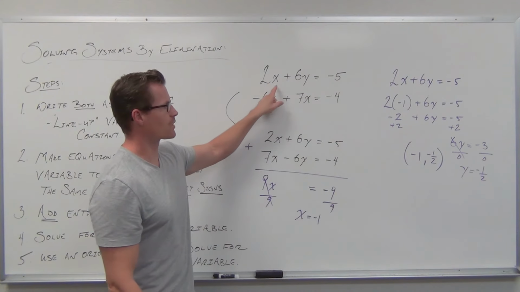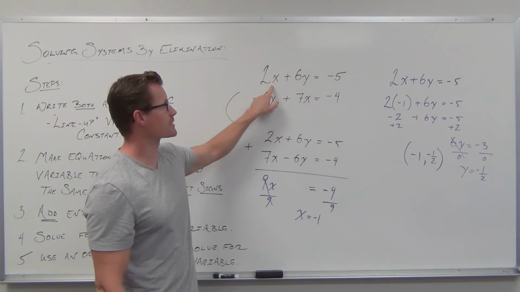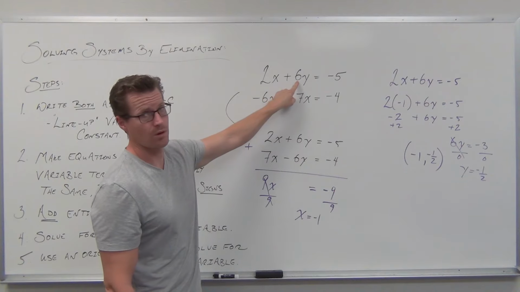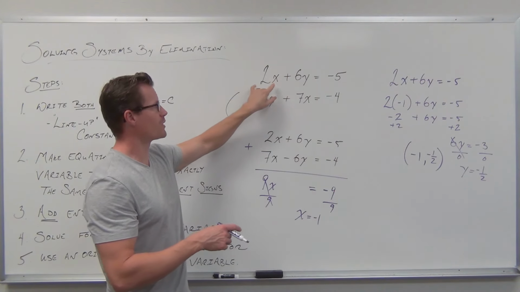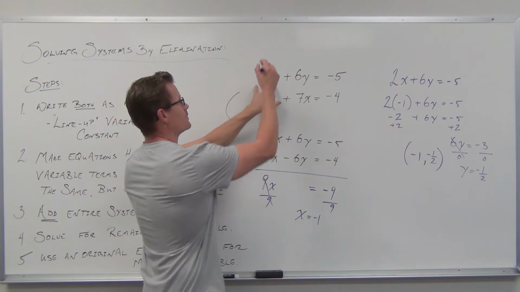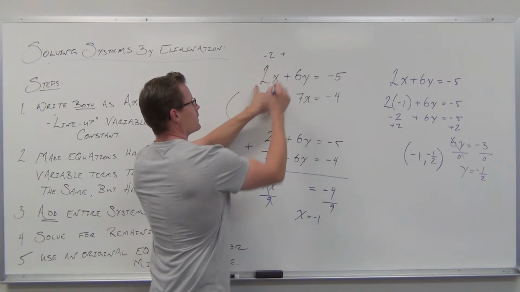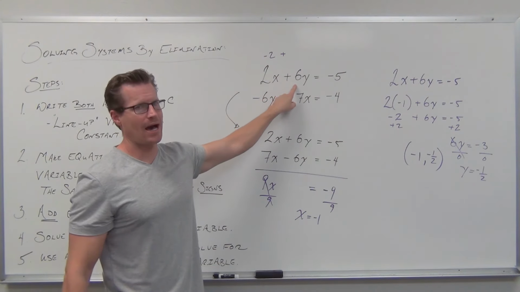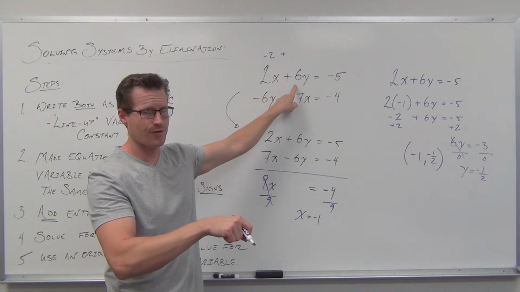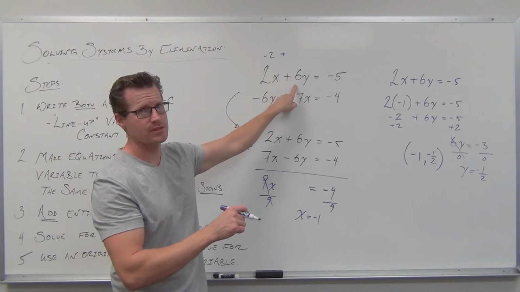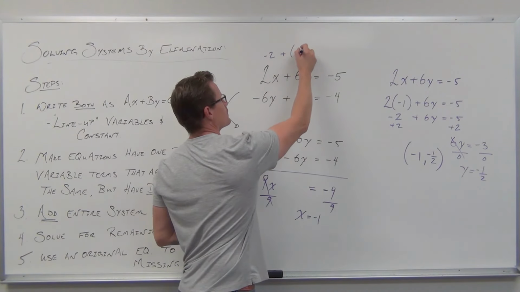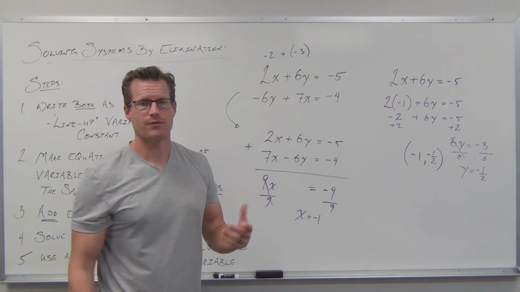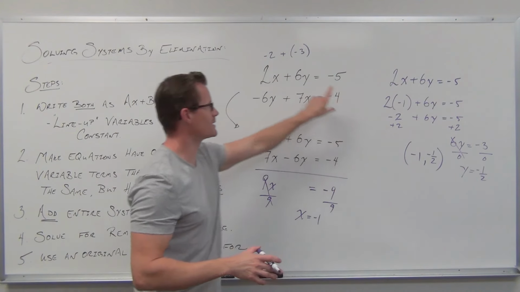So let's plug that into our original. Let's plug in -1 for x and -1/2 for y. So if we plug in -1 for x, well, that's -2. If we plug in -1/2 for y, 6 times -1/2 cuts it in half and it changes the sign. That's plus -3. That's -5. So I know that this point is at least on this line.